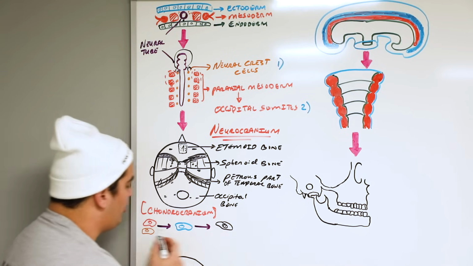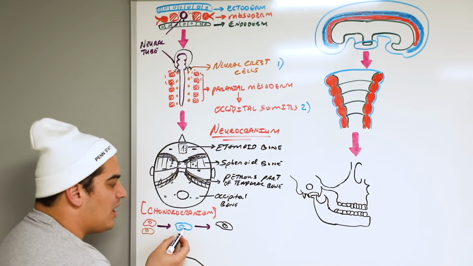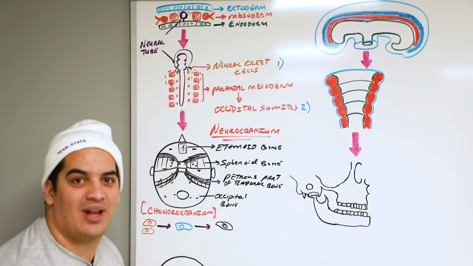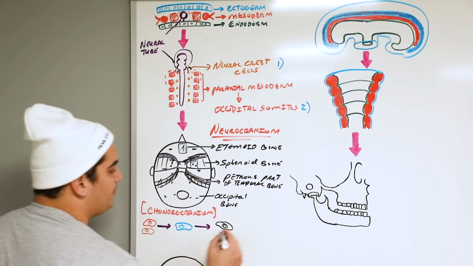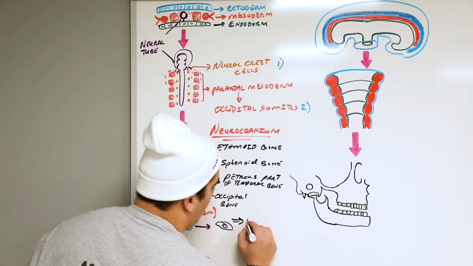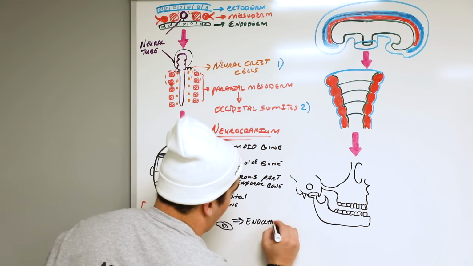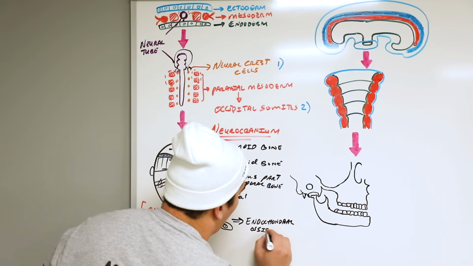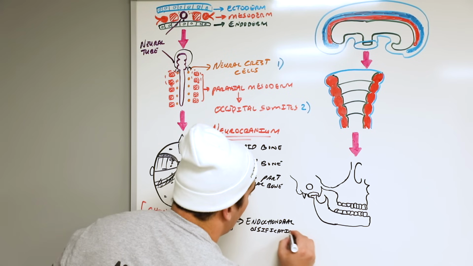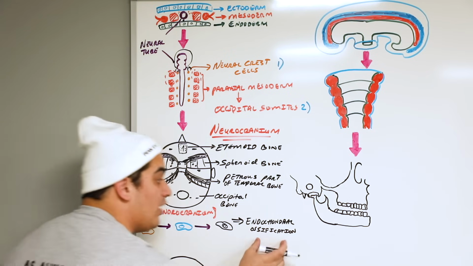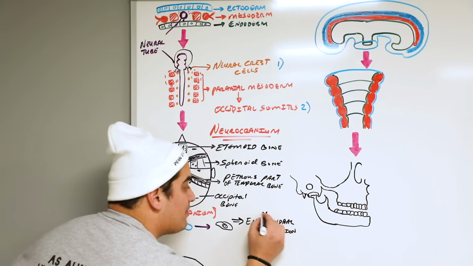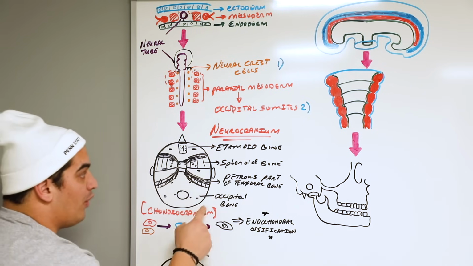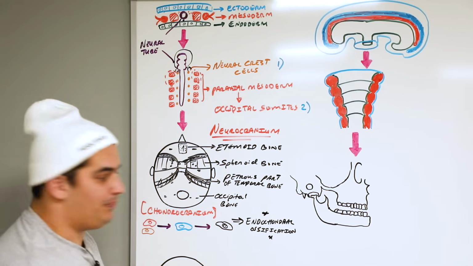This process where you go from mesenchymal cells to chondrocytes to osteoblasts is called what? Endochondral ossification. So this is called endochondral ossification. Endochondral ossification is important because most of our skeletal system is developed by this process. Very important to remember, especially the chondrocranium component of the neurocranium.